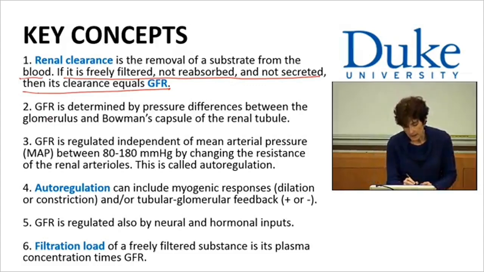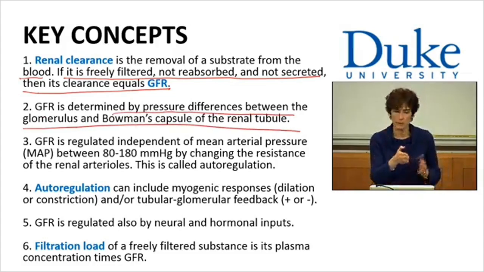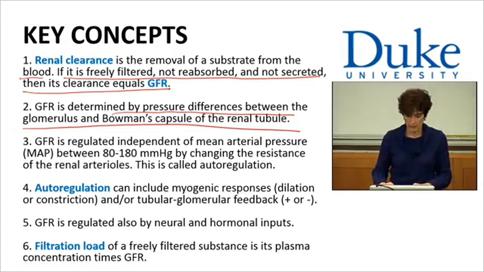The second is that GFR is determined by pressure differences between the glomerulus and Bowman's capsule. So we have Starling's forces, which is the hydrostatic pressure of the capillary, minus the oncotic pressure of the blood itself, minus the hydrostatic pressure of Bowman's capsule. This is opposing filtration.